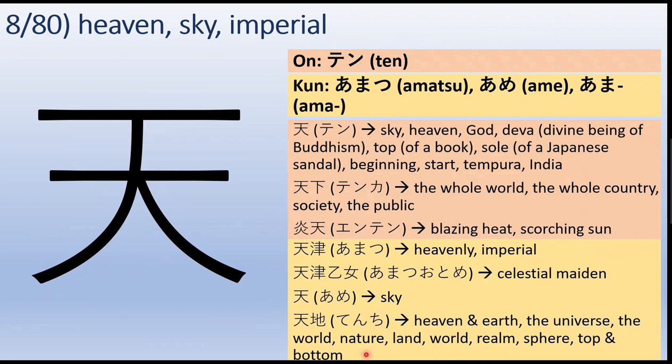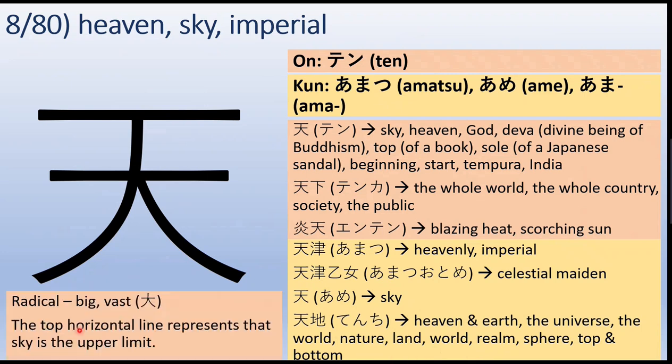That means the entirety. The radical of this symbol is big or vast radical that we just saw in the last slide. So this is the big or large radical, and we have a top layer. So the top horizontal line represents that the sky is the upper limit. So this is the limit of the sky. That is the topmost thing that can happen. That is the sky or the heaven. And this is the stroke order.